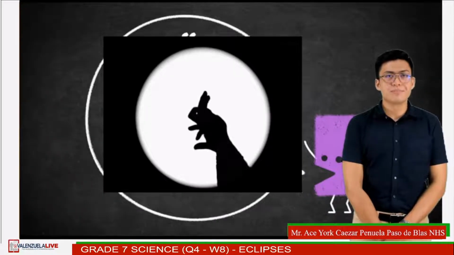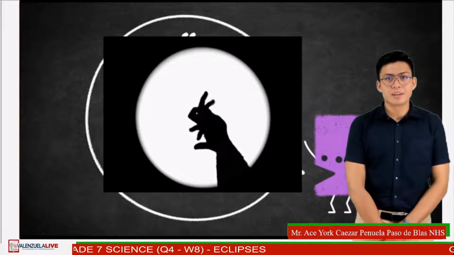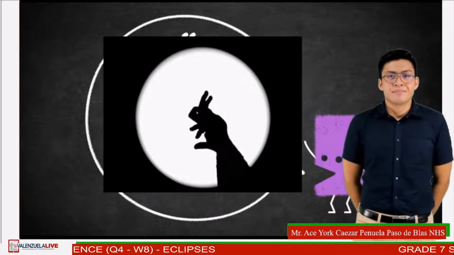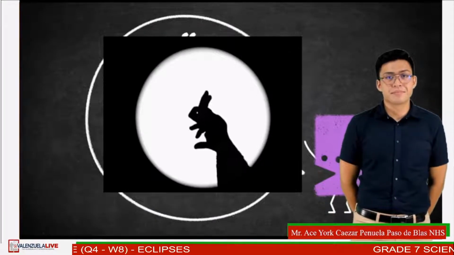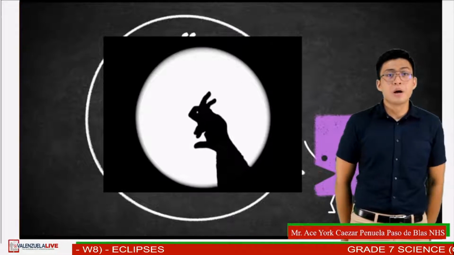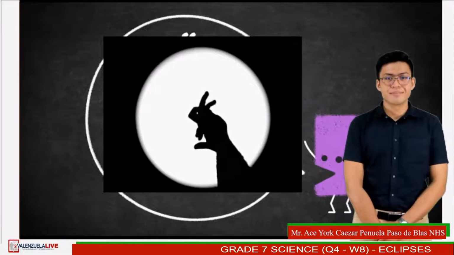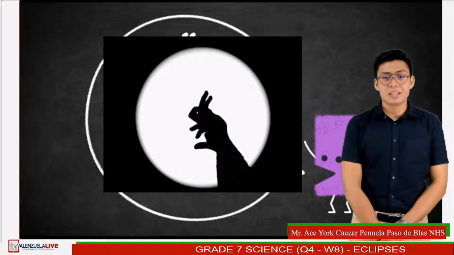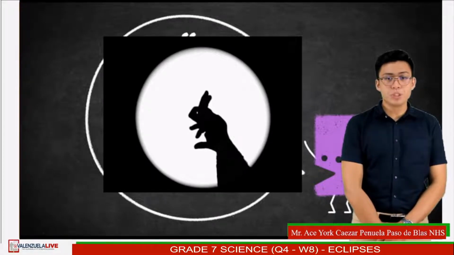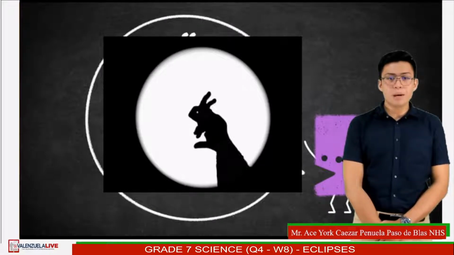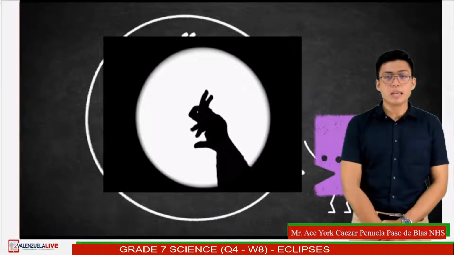Look at this picture. What do you observe with this picture? Okay, very good. That is a shadow. But my question is, how do shadows form? Yes, that is right. Shadows are produced when an object blocks the path of light. We talk about shadows because our lesson is very related to this.